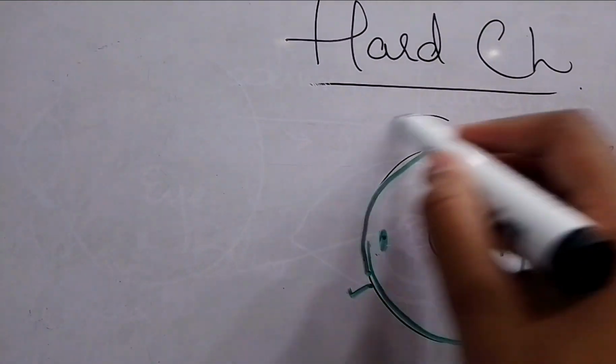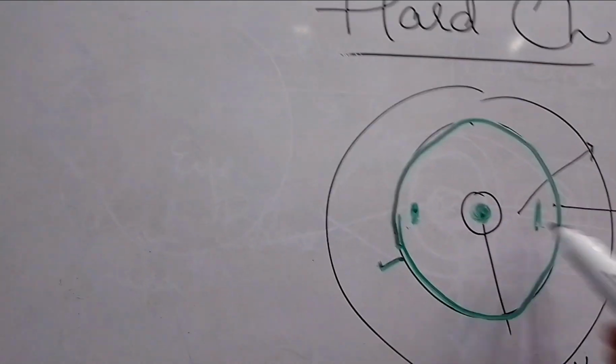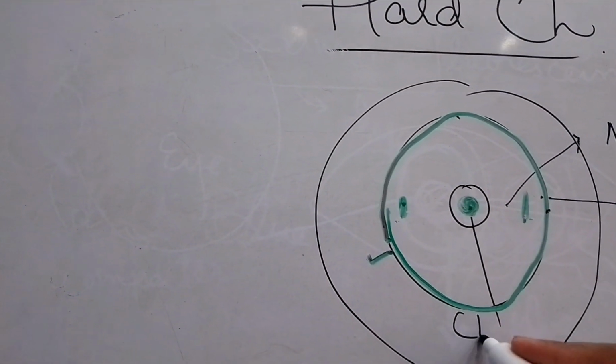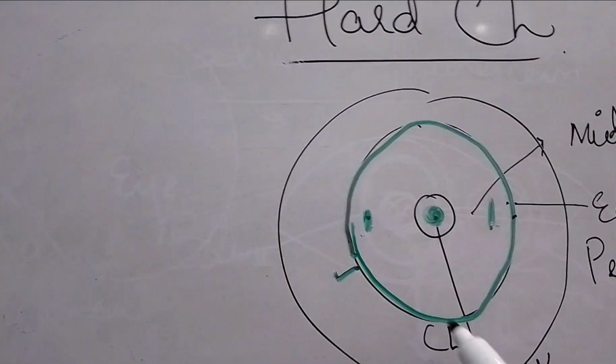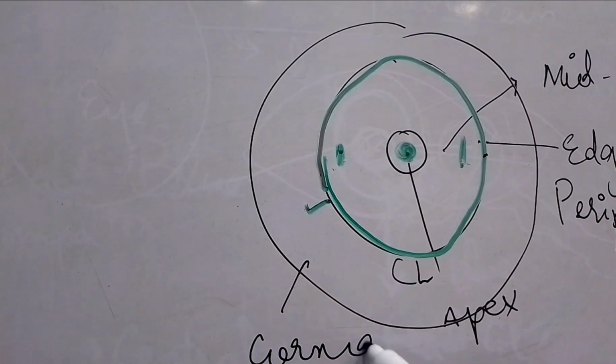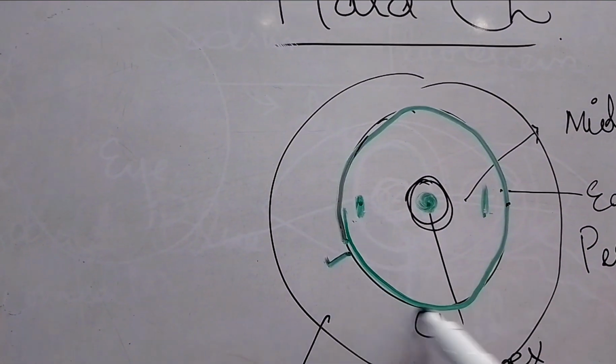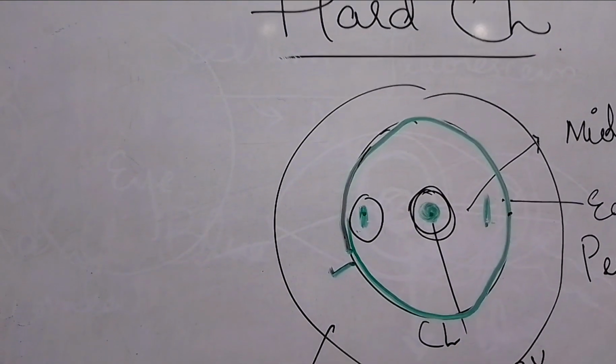So this is the cornea. Again I am telling you, this is the periphery. This was the contact lens basically, this green one. So this is the surface of the cornea, and again this is the apex. This is the mid periphery here where the contact lens is present.